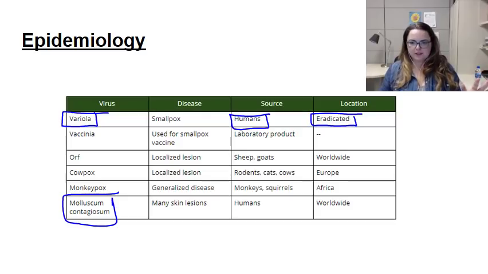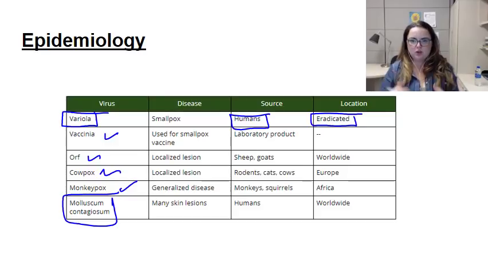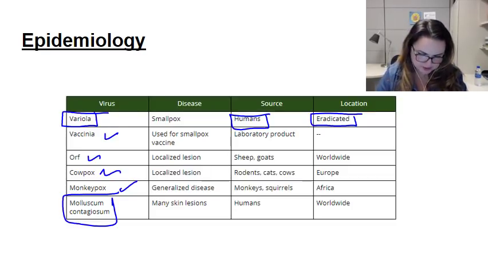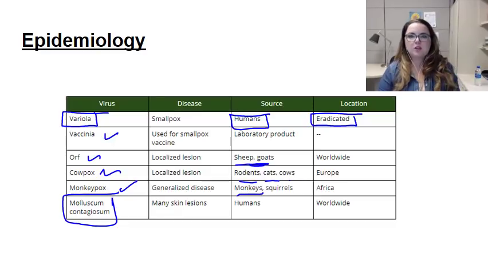All of the other pox viruses, vaccinia, orf, cowpox, monkeypox, are zoonoses. They infect humans and other species, and they only tend to infect humans through accidental or occupational exposure. So you can see there's certain places where we expect to see them. So orf you get from sheep and goats, cowpox from rodents, cats, cows, and monkeypox from monkeys and squirrels. So as I mentioned in the rabies video, squirrels will not give you rabies, but they might give you monkeypox.